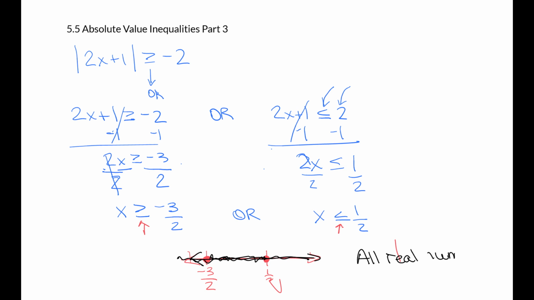That is the answer. You would not list the answer as x is greater than or equal to negative 3 over 2 and x is less than or equal to 1/2. Because we're using the word or and not and, it has to be the entire number line.